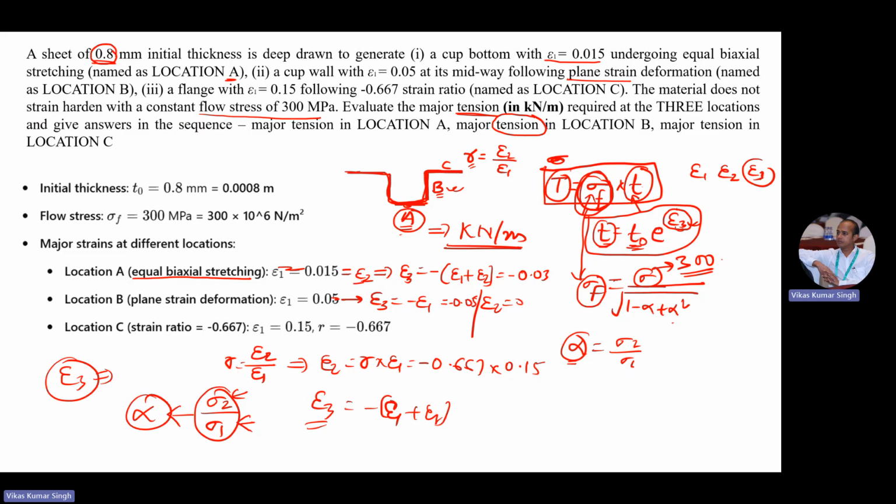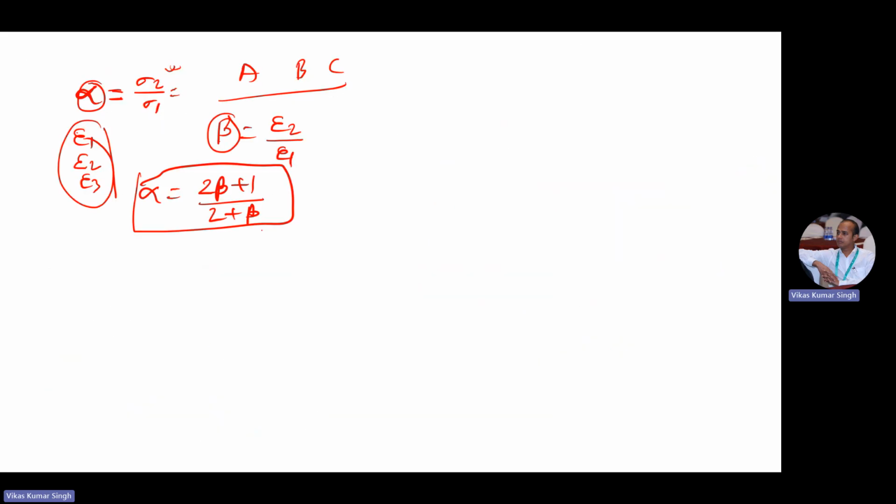Because everywhere we have epsilon 2 and epsilon 1 at every location. Epsilon 1, epsilon 2 also we can calculate using this rule, equal biaxial. And here plane strain also we can calculate, and strain ratio also we can calculate. So once we calculate alpha and beta, we can put that beta value for each location, and the alpha value in this location.